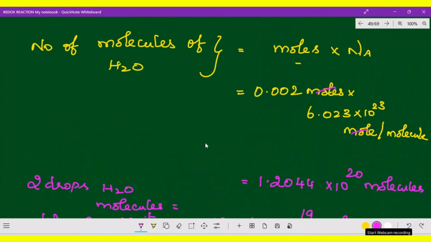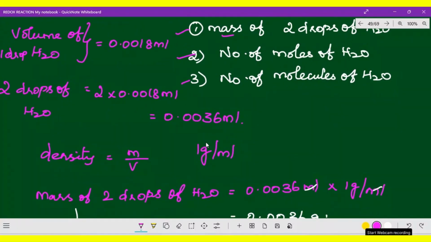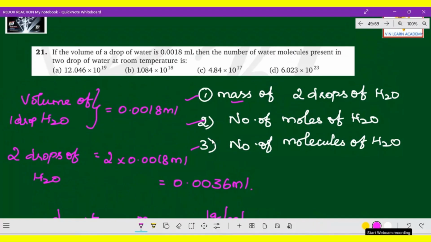Hope you got the idea how to solve this step by step. So which is the correct option? Option A is the correct option, right? Yes, come on. Let us go to the next question.